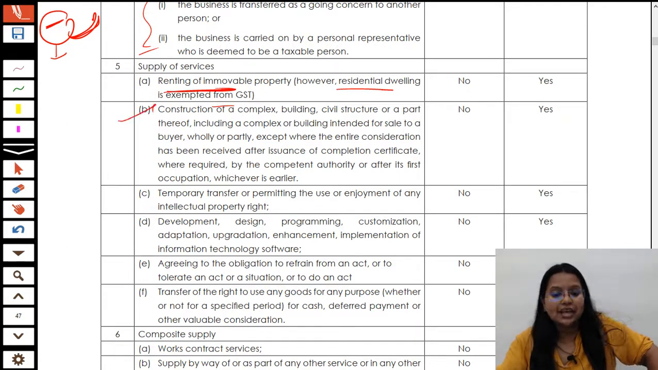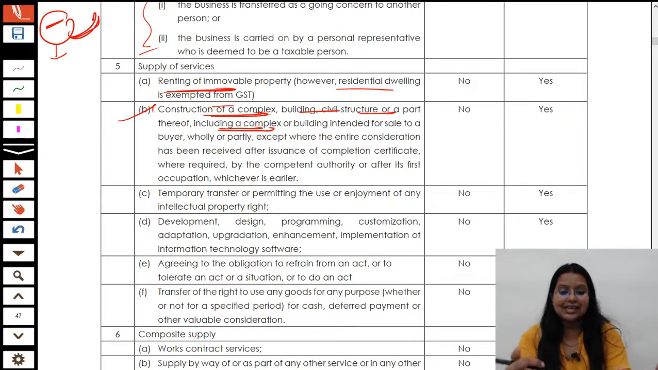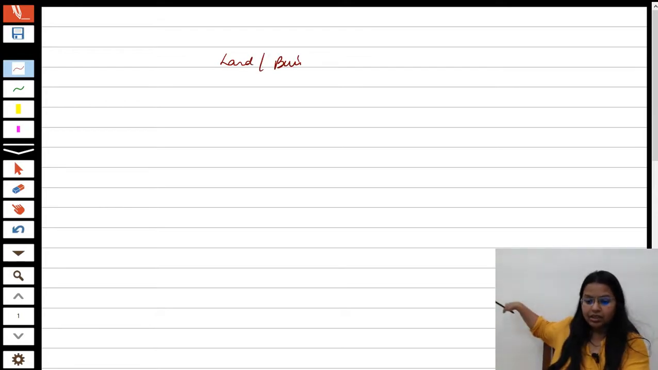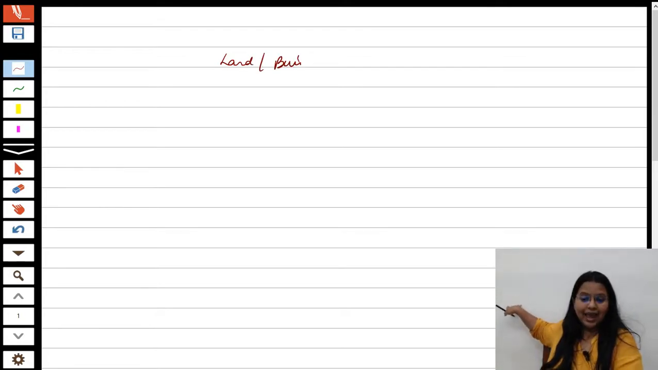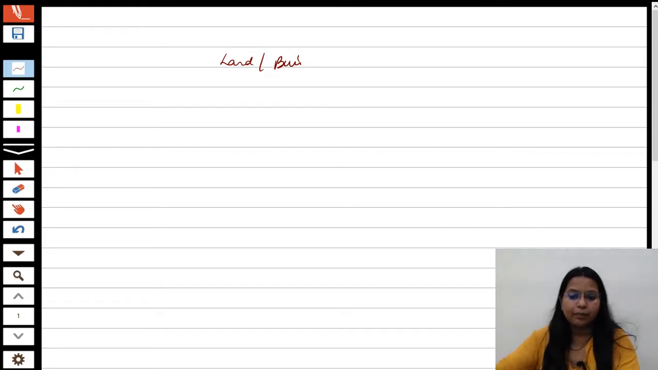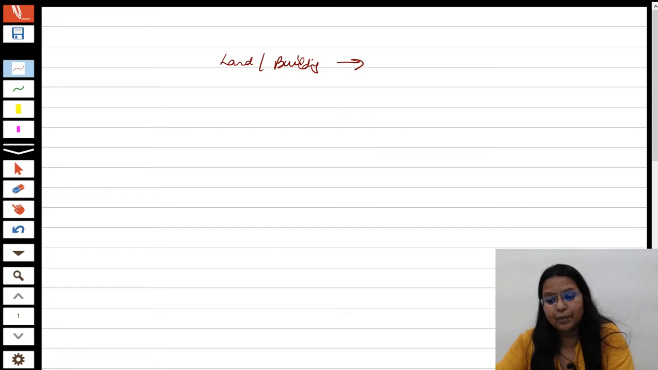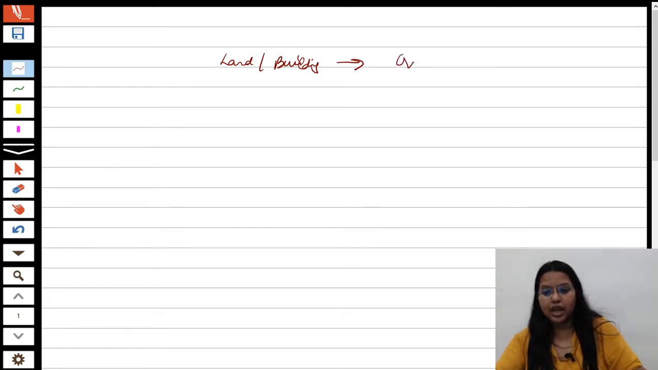Okay, next is construction of a complex, building, civil structure or a part thereof. Now students, just understand what is happening here. It is very important. As we all know, land or building is immovable property. I have a building beside me. Can I move it? No. So it is immovable property, and therefore not goods.